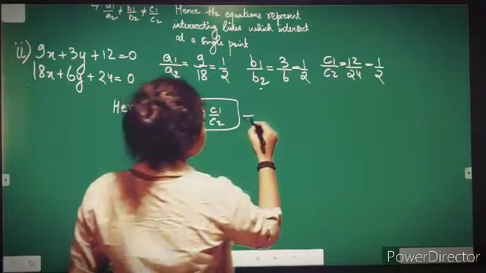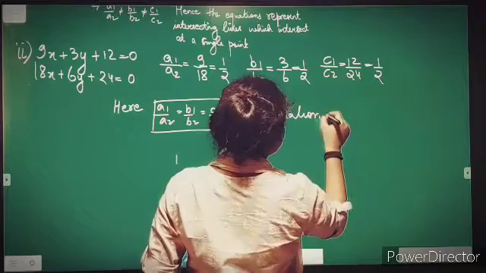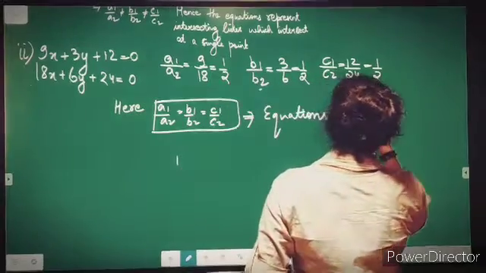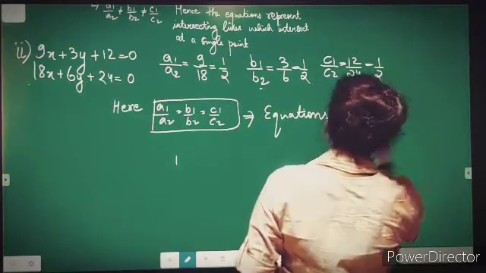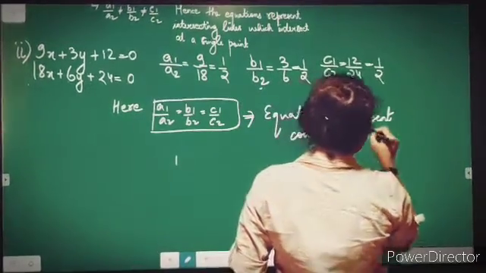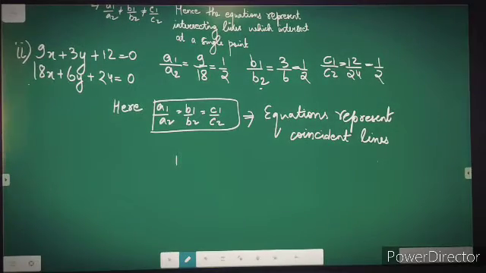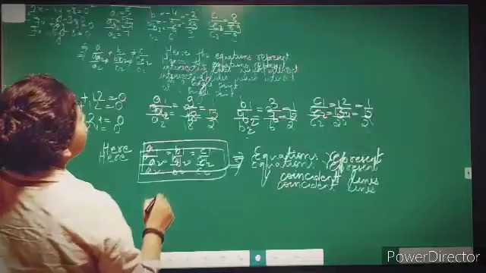This implies the equations represent coincident lines. The equations represent what? They represent coincident lines. Now next, the third part.